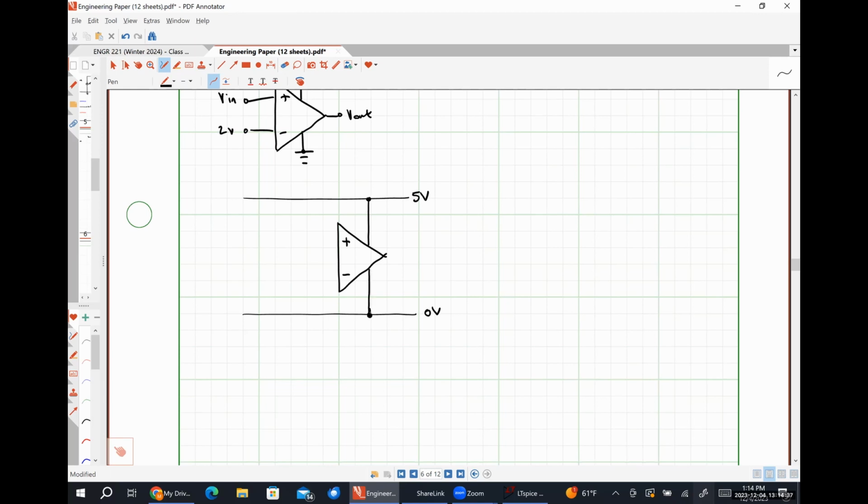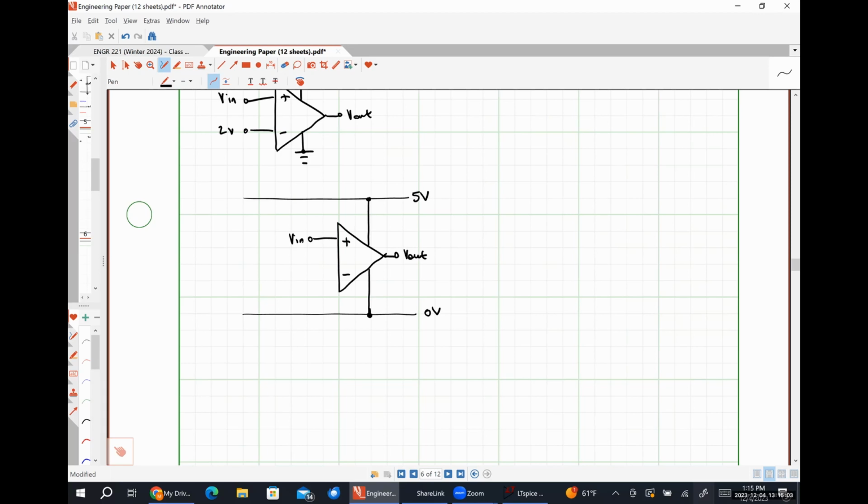And I've got it powered correctly. Here's my output. My input signal. That's going to change, so that's definitely going to require an external thing. But now I need to figure out how to get 2 volts at that node.